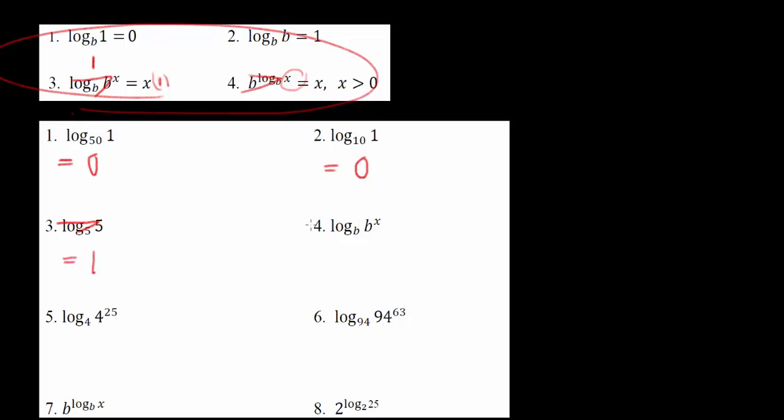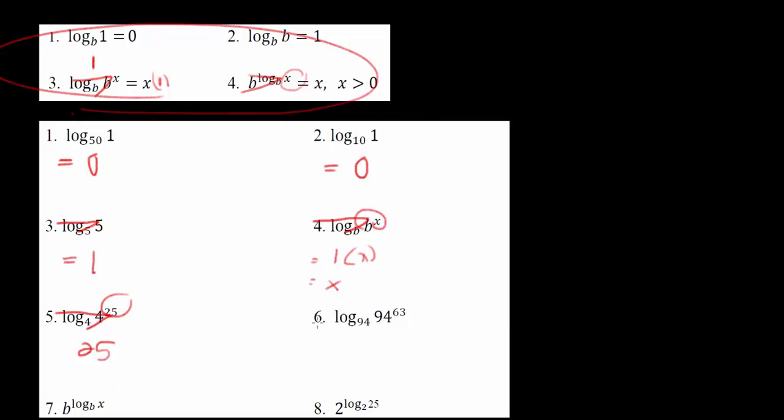Now in example number 4, ironically, it looks just like your property 3 up there, the log of b base b, and that b was to the power of x, so it's like 1 times x, which just equals x. Now in number 5, we have the logarithm of 4 to the power of 25 base 4, and because the logarithm of 4 has the same base, 4, we're just left with the 25, much like we were just left with the x up here.